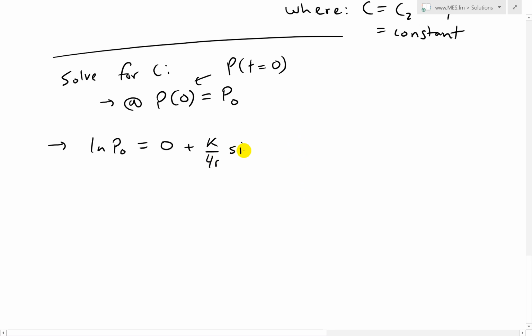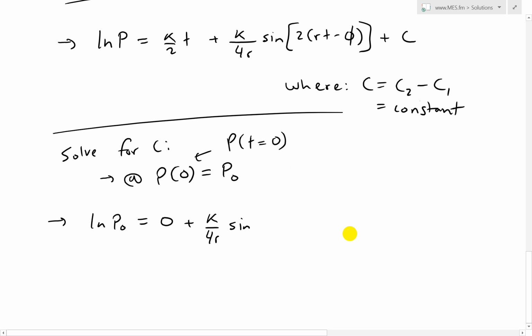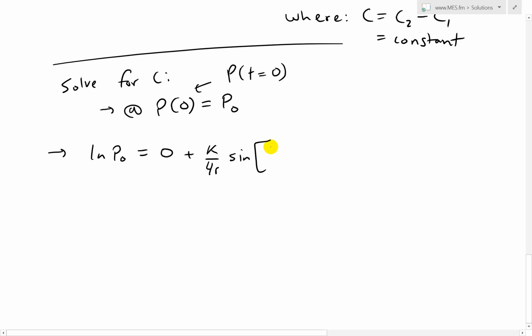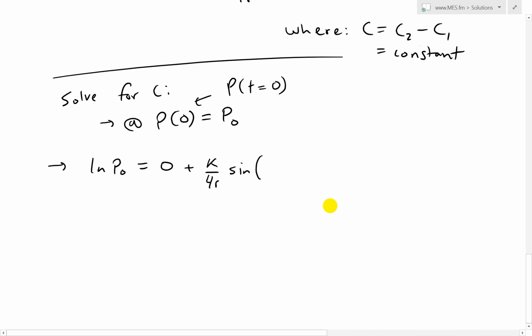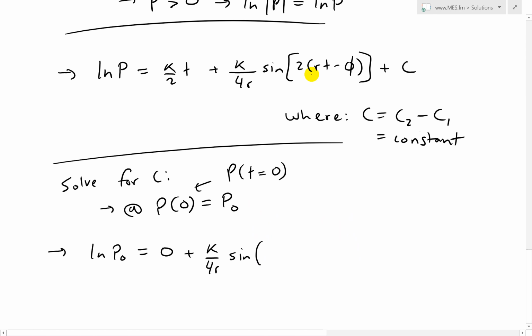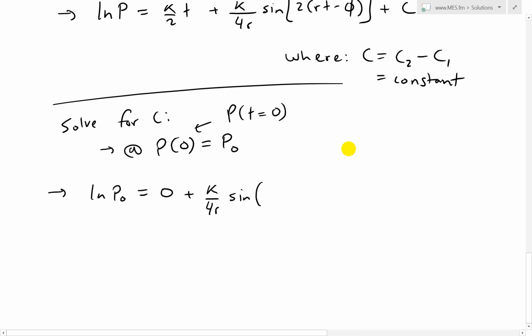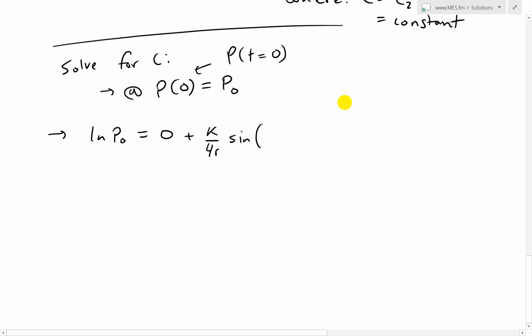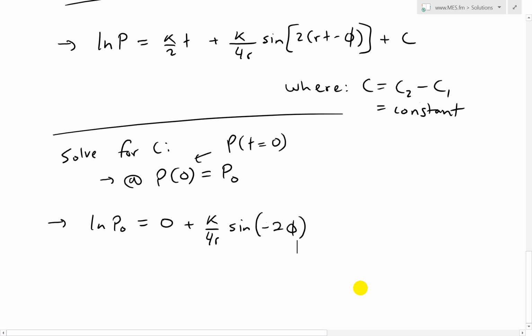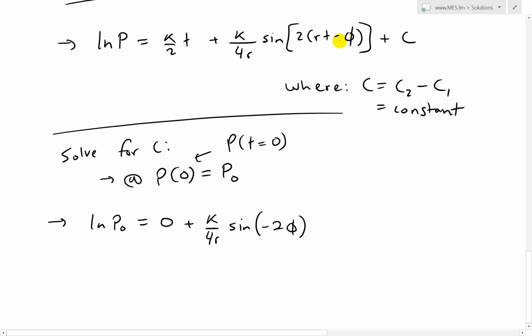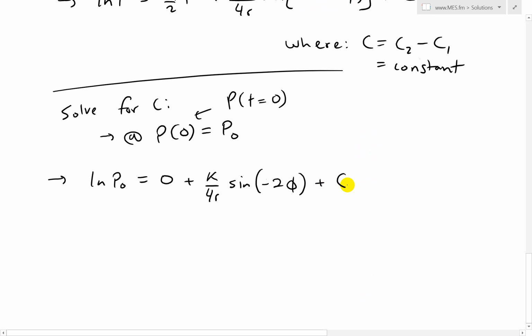And then we have sine, what is it? Sine times, I put this bracket like that, 2r times 0 minus phi, so that just goes to 0, the rt. So this is going to be negative 2 phi, because what we end up having is just this, 2 times negative phi. And then plus c, constant.